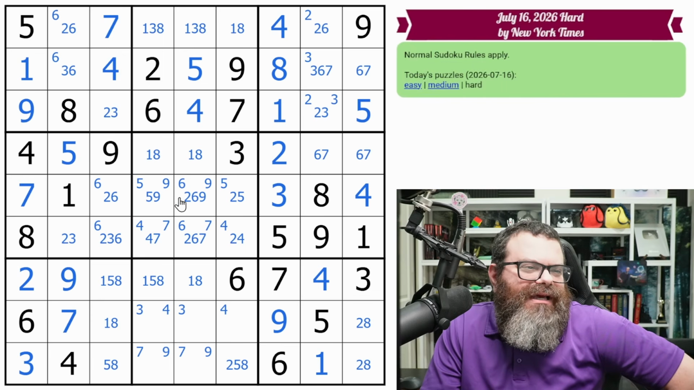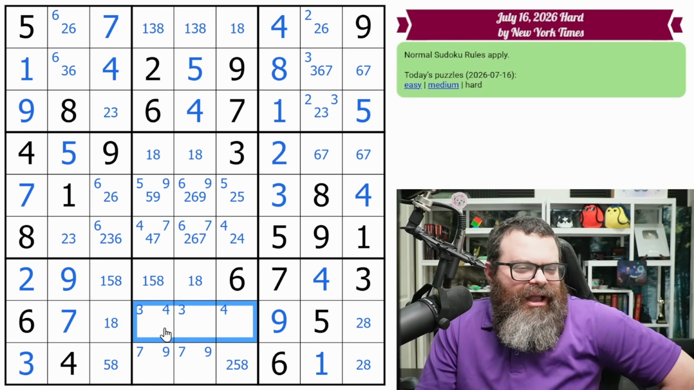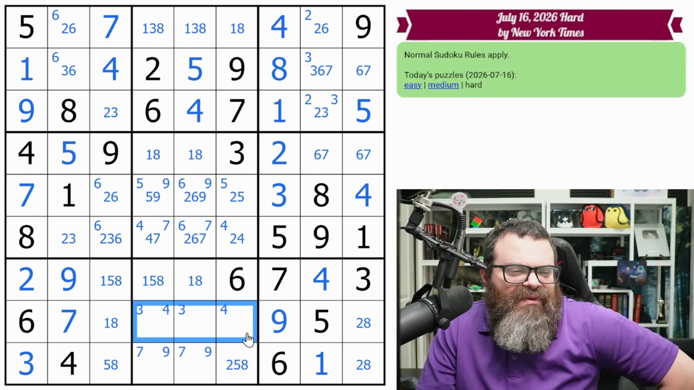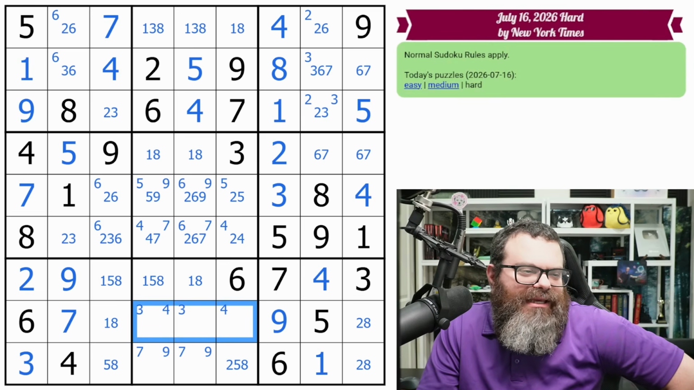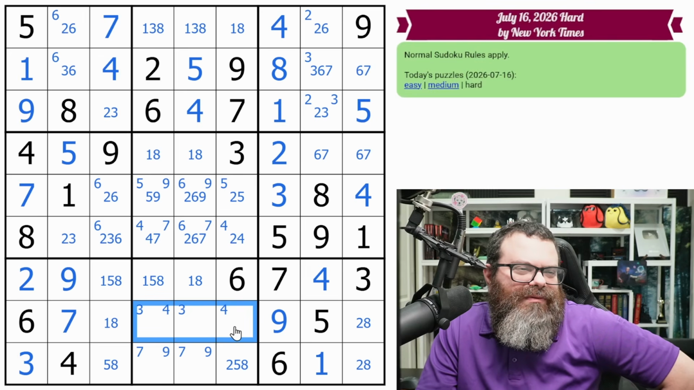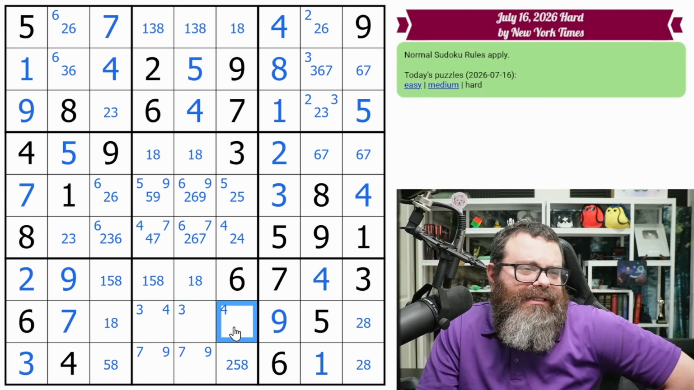We have the 5 and the 9 already cornered here. 4, 7. We'll look at these, I guess. We need a 1, 2, 3, 4, 8. So I don't see anything. 1, 2, 3, 4, 8. That's not 2, that's not 4, that's not 3, that's not enough.